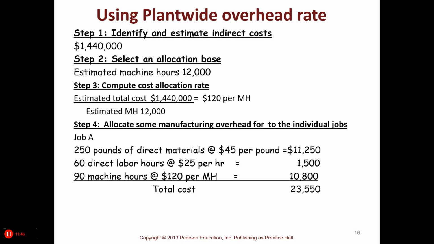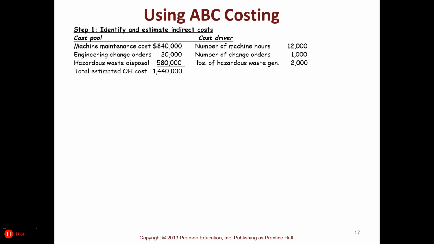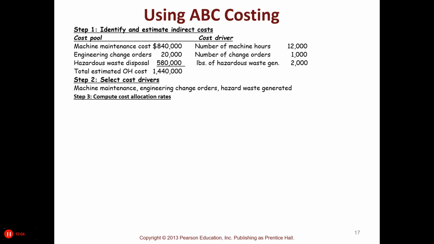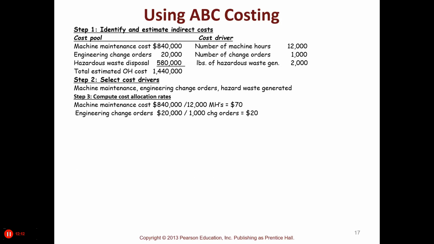Now let's cost the same product using ABC costing. Here are our cost pools and our cost drivers. We have three: machine maintenance, engineering change orders, and hazardous waste. Now we're going to compute our individual rates. Machine maintenance is going to be $70 per machine hour. Engineering change orders is going to be $20 per change order. And hazardous waste disposal is going to be $290 per pound.